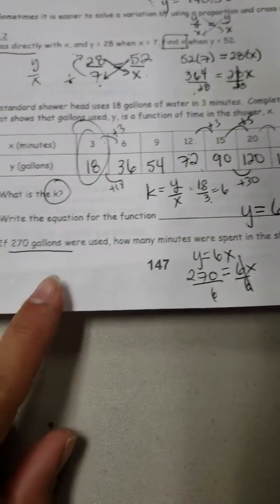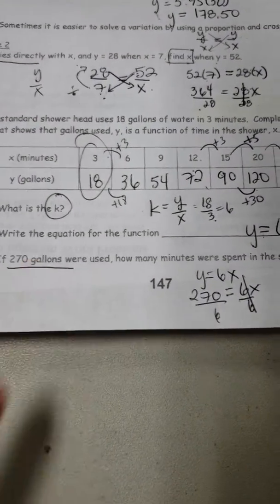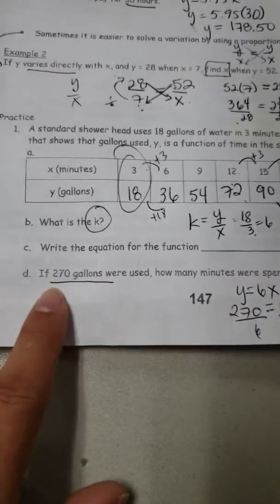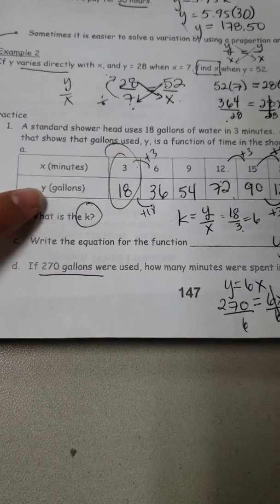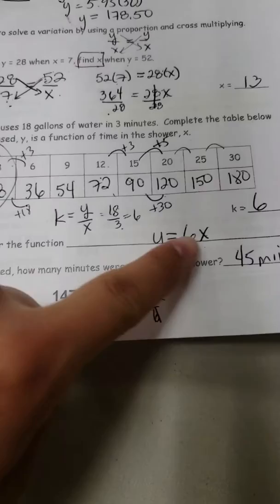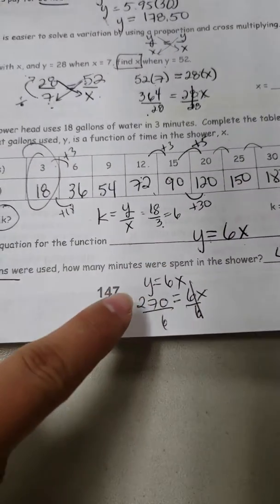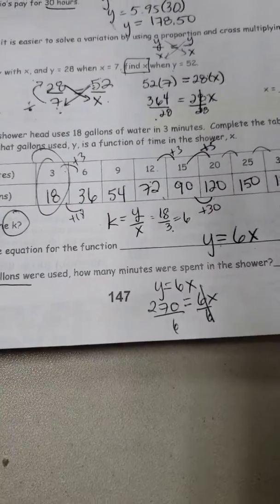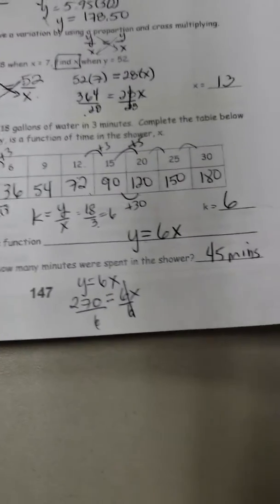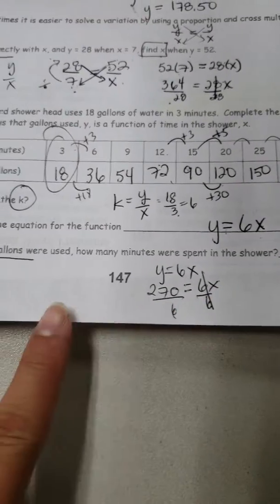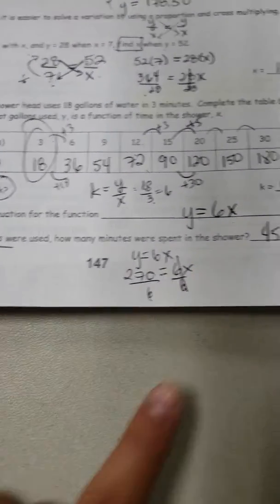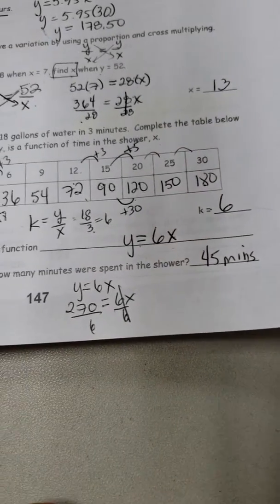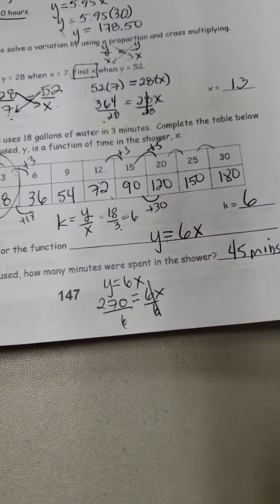Then the next question asks us to find how many minutes it would take if you spend this many gallons. We know gallons is y, so we use this same equation we had here, but in place of y, we substitute in the gallons, 270. We're going to have to divide both sides by 6 so we can find x, and that gives us 45. So our answer is 45.